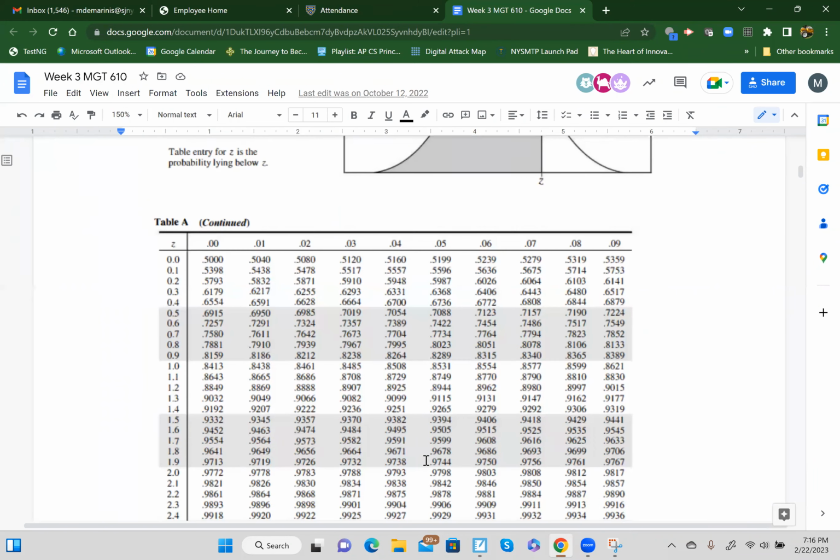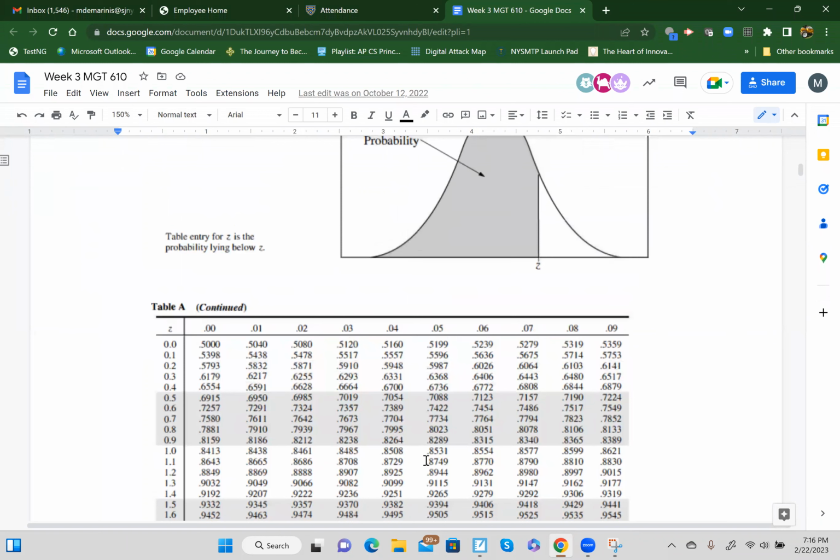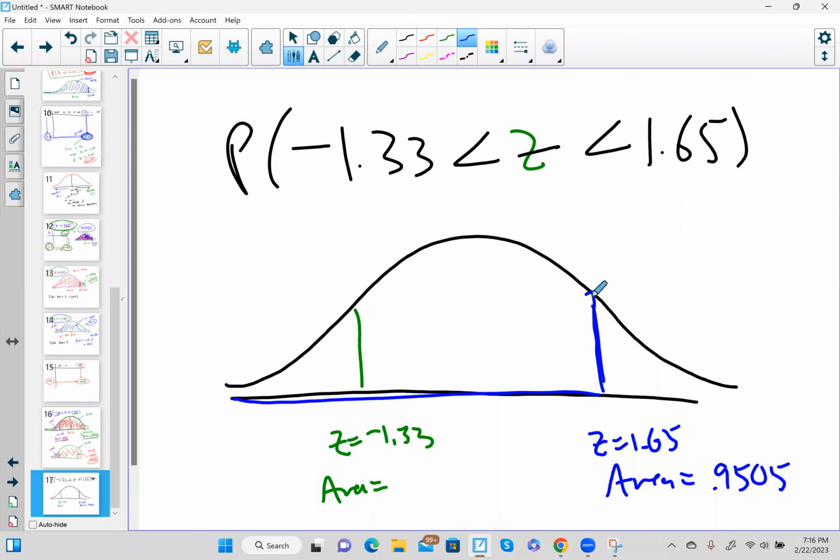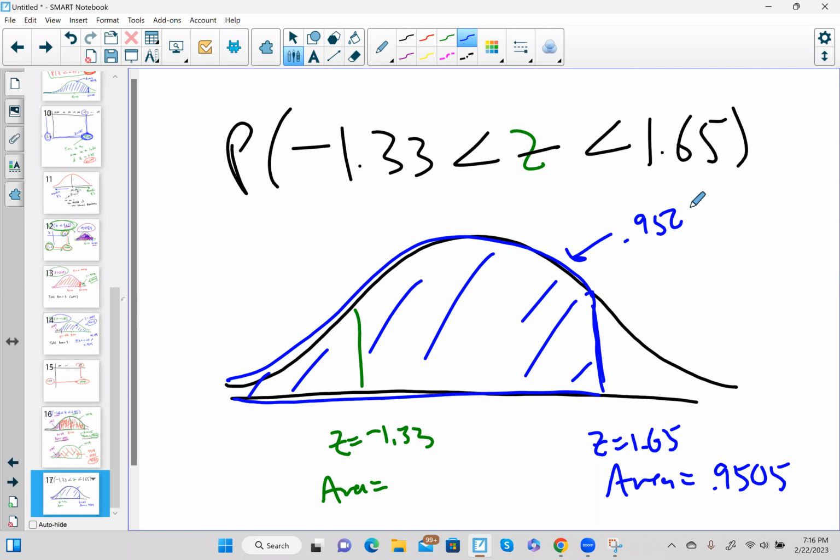1.65, 5. I'm getting 0.9505. So this area here is 0.9505. And we need to remember that area is all of this. All of that area is 0.9505. Okay, which is too much because we really just wanted the area in between.